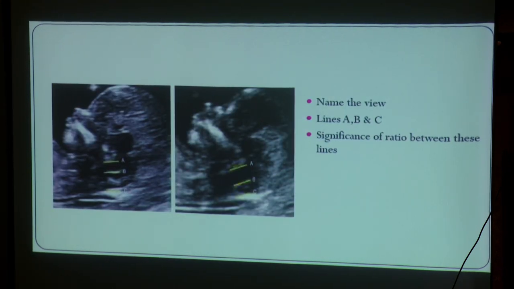Now what is this view? What are the lines A, B and C? This view is the mid-sagittal view of the fetal face and upper thorax zoomed for the measurement of nuchal translucency. This is the nuchal translucency we measure. But what are these three lines? Line A, B and C.